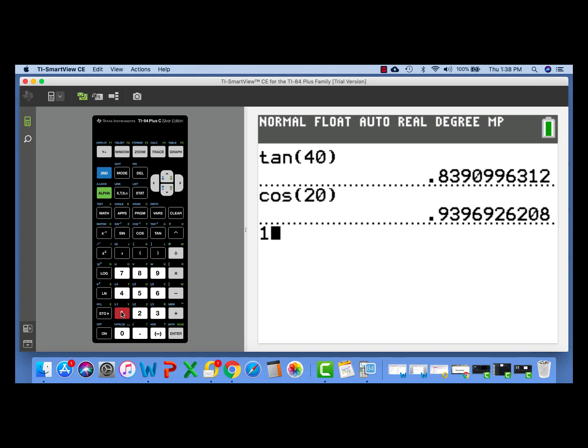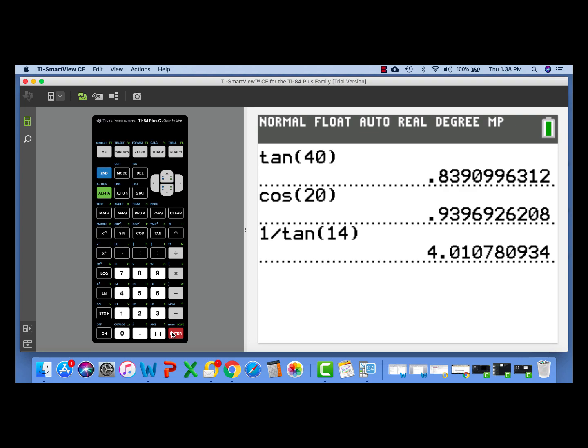So I'm going to put in 1 divided by tangent of 14 degrees. And that's going to give me my value of cotangent, because tangent and cotangent are reciprocals.